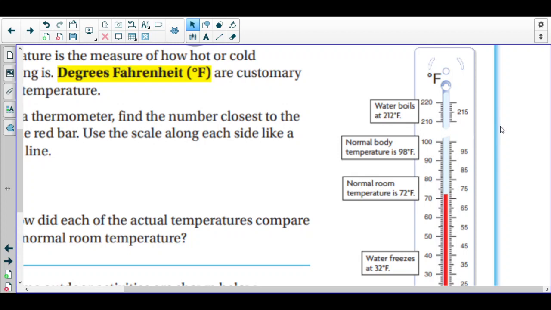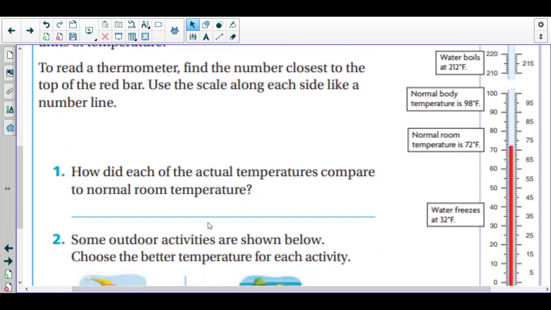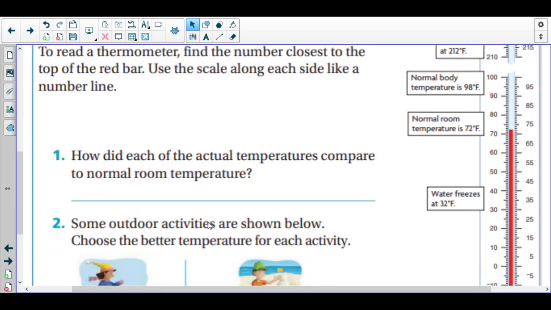All right, and that would be the temperature if your mom or your dad are cooking something on the stove and it says bring to a boil. That would be when those bubbles are really going crazy. So let's come here and take a look at some of these activities.